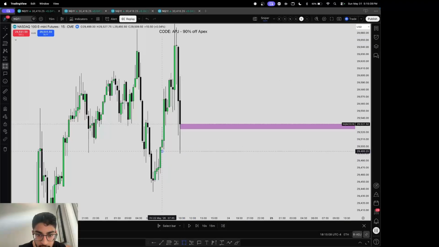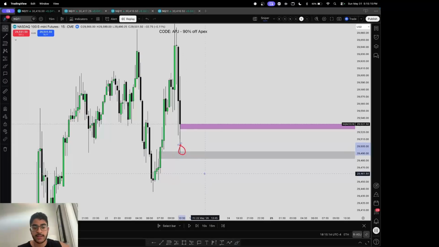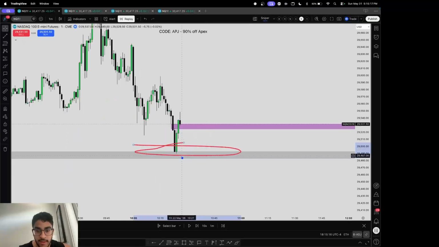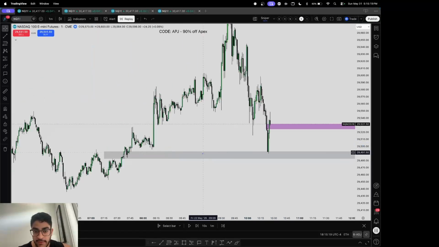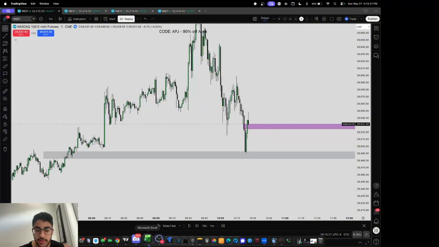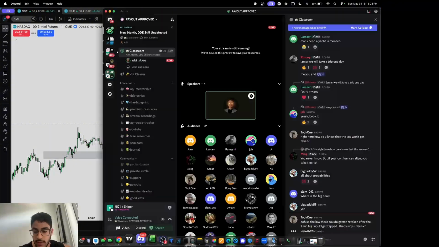Look at that. Fresh 15-minute FVG tapped into right there, right? How does that translate on the 1 minute? That's that tap. This gray box is that 15-minute FVG. That's where we reacted out of. That's the delivery. Does that make sense?